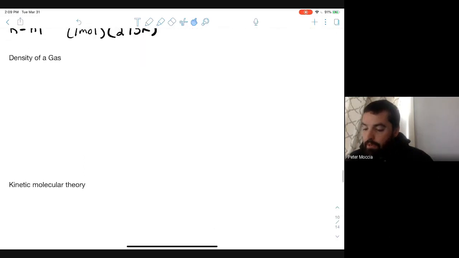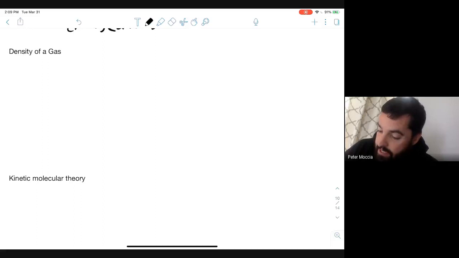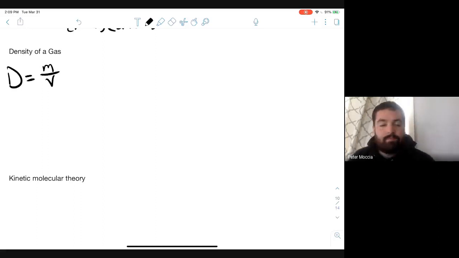Then I want to talk quickly about the density of a gas. Okay? We know that the equation for density of a solid or a liquid is mass over volume. Okay.